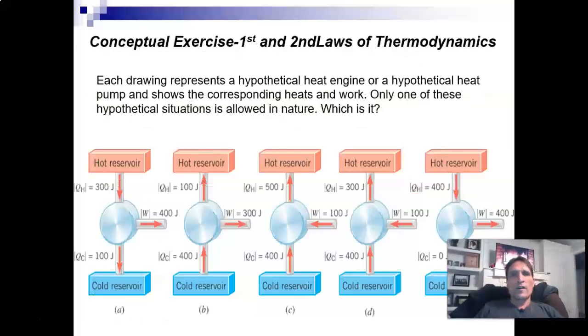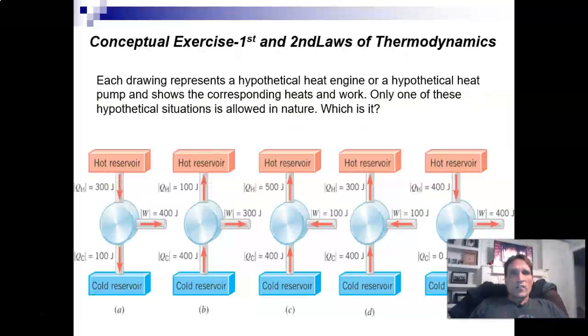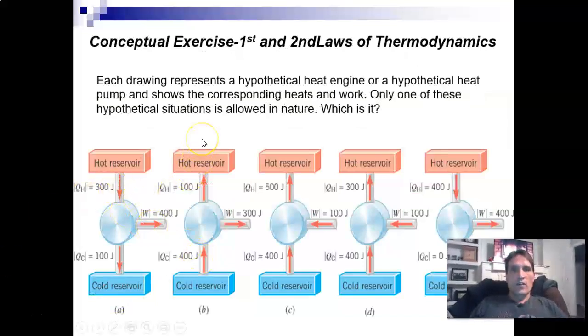So let's finish with an example here. Each of these energy transfer diagrams represents a hypothetical heat engine or a hypothetical heat pump, and these numbers here are the corresponding heats and work. Only one of these hypothetical situations is allowed in nature. Which is it? So pause your video here, look at each one of these, and determine which one of these 5 is allowed in nature and why the other 4 are not.